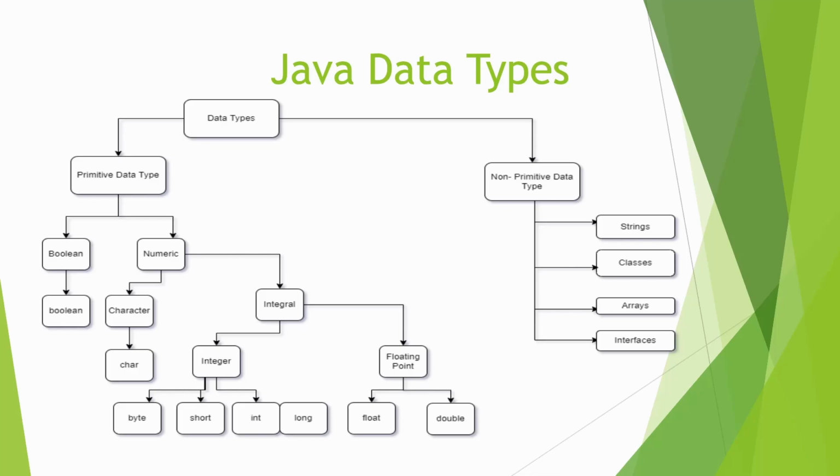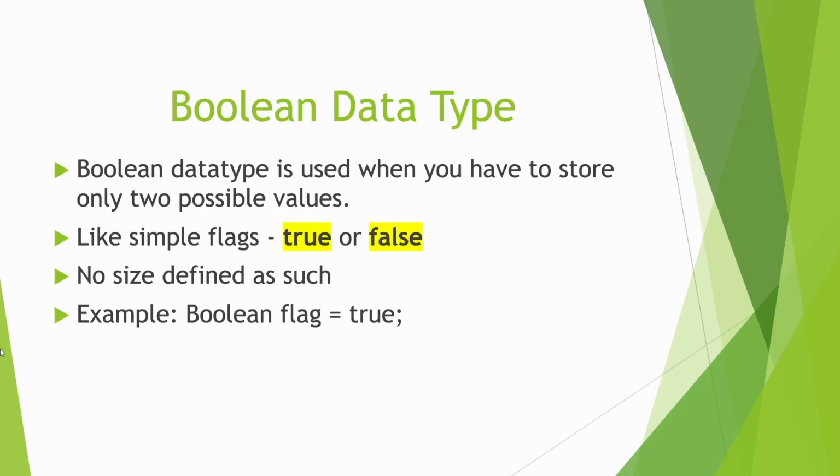So let's go ahead and see Boolean first. You might have heard of true, false in daily life also. Boolean is like you have to store only two possible values, either this or this. Either the number is even, or the number is odd. Wherever you feel that you only want to store two flags, you have to use the Boolean data type, that is true or false. And there's no size defined for it, just boolean flag equal to true as an example.